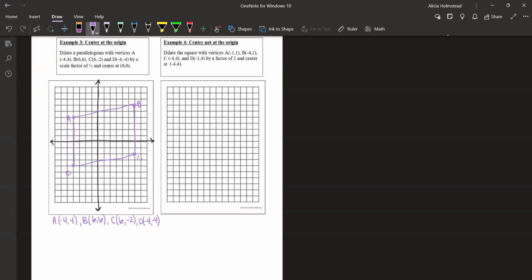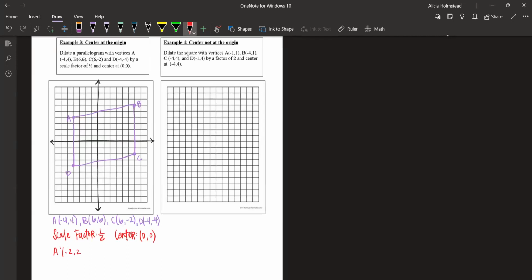And then to find our dilated image, we need to know the scale factor, which is 1/2, and the location of our center, which is at the origin. So to find our dilated points, I'm going to multiply everything by 2. Excuse me, we are scaling this down rather than up. So we are dividing by 2.